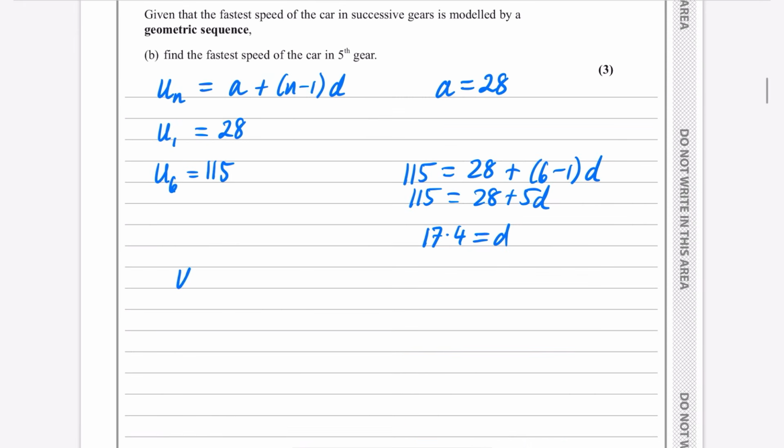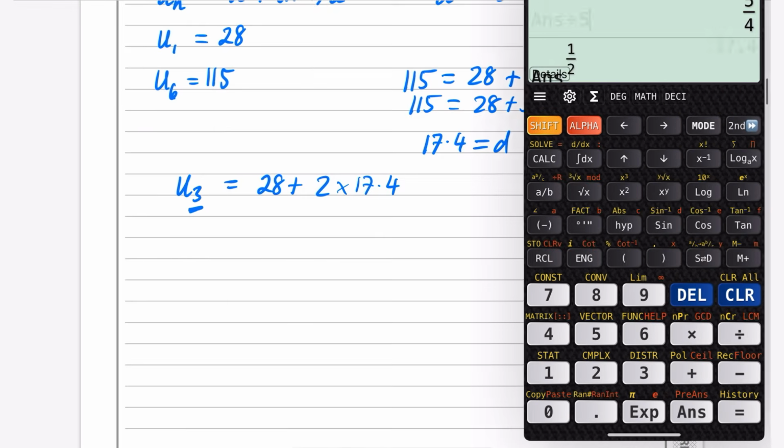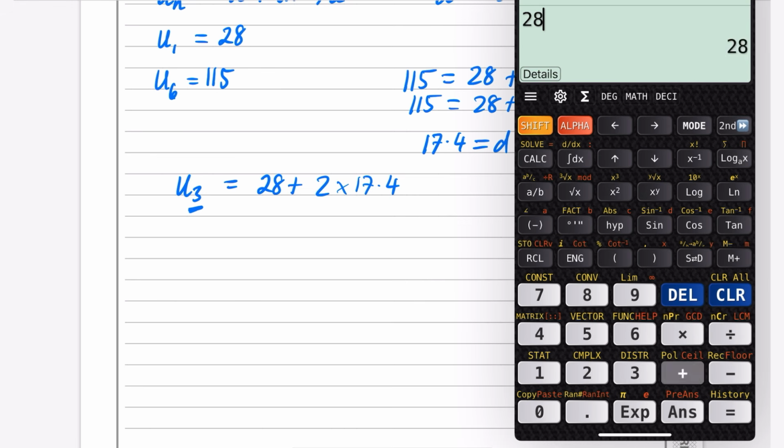So if I want to find out what the third term, the third gear, is, I'm going to say that it is a + (n - 1) multiplied by 17.4. And you can see what's happening. It's adding on 17.4 twice. So I'm going to do 28 plus 2 times 17.4, which is 62.8 kilometers per hour.